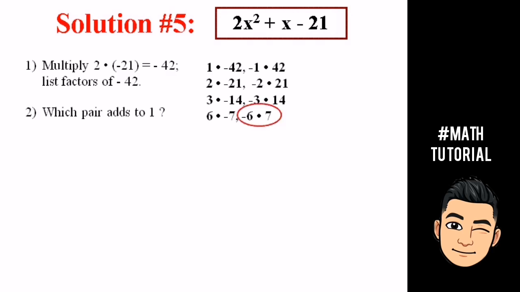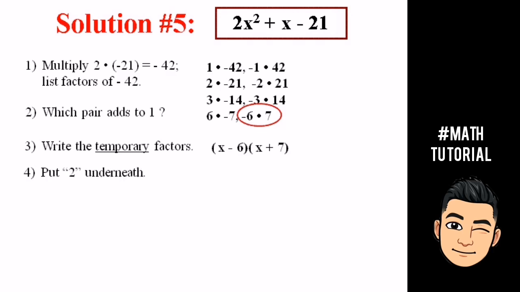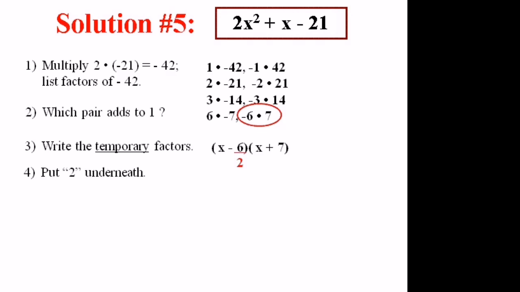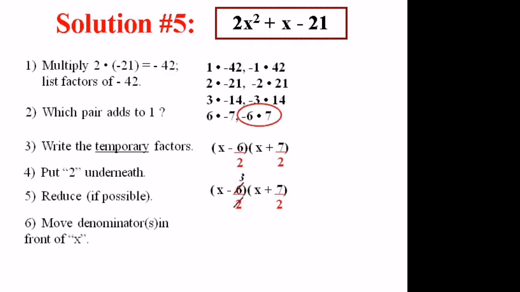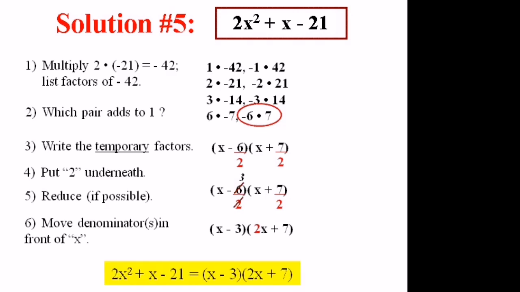Take note, if there's no coefficient with the variable, it is automatically 1. That is negative 6 and 7. And then the temporary factors are x minus 6 and x plus 7. And then we need to put the leading coefficient, that is over 2 and over 2. And then reduce if possible. That is 6 over 2 can be reduced, 6 divided by 2 is 3. And then write down x minus 3, and then we need to write 2 in front of x. So the factors are x minus 3 and 2x plus 7.